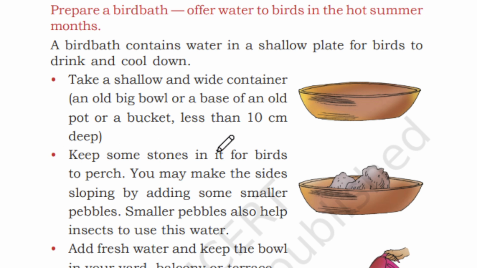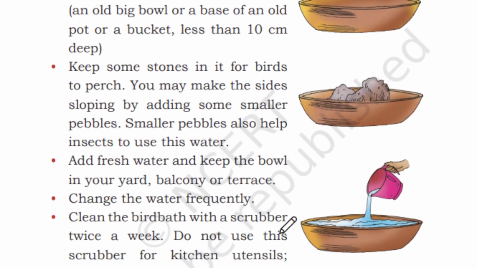Keep some stones in it for birds to perch. You may make the side sloping by adding some smaller pebbles. Smaller pebbles also help insects to use this water. Yeah, if you add small pebbles, even insects will come and have water. Add fresh water and keep the bowl in your yard, balcony, or terrace. Change the water frequently. You should not keep the water for 1 week or 10 days. You can change the water every day. Remove the dirty water from the previous day and fill it with clean water.